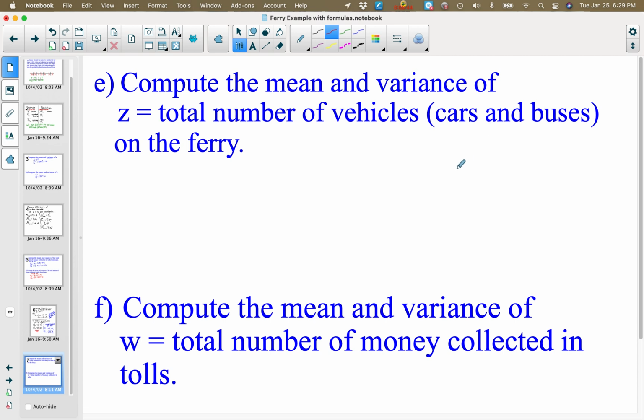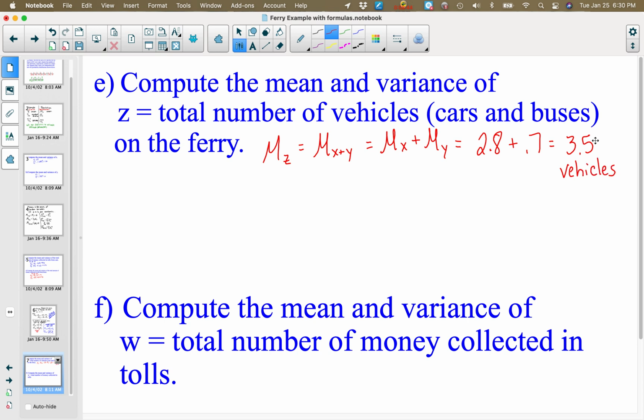All right, so the next thing we're going to use those formulas for: compute the mean and variance of Z equal the total number of vehicles, cars and buses, on the ferry. So starting with the mean, we want mu sub Z, which is mu sub X plus Y, which we can just add, mu sub X plus mu sub Y. So we get 2.8, if you look back at the values we had, and 0.7 was the mean for buses. So we get a total of 3.5, and this we'll call vehicles since we have cars and buses. So on average, it would be 3.5 vehicles on the ferry.